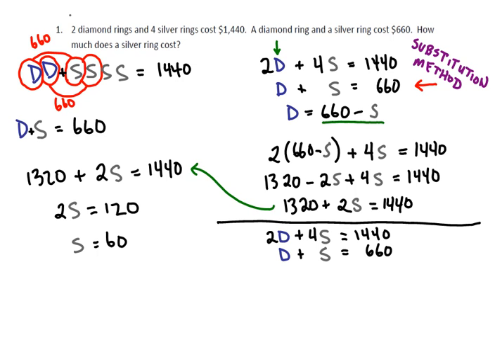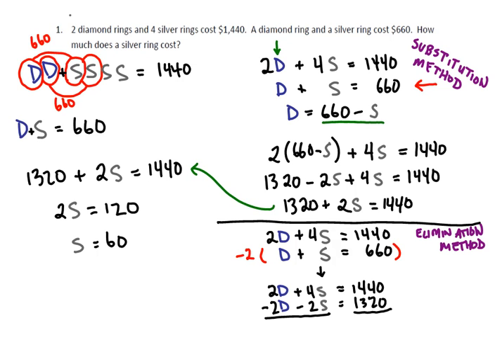Now I'm going to try this one other way, and we call this the elimination method. What we're going to do is have one of the variables go away. The way I can do this is multiply the whole second equation, d plus s equals 660, by negative 2. And now I simply add each of the 3 columns that I have there. When I do that, the d's will zero out, and I'll be left with 2s equals 120, which brings me to this step in the original process. And you can see once again that we'll get the same answer.